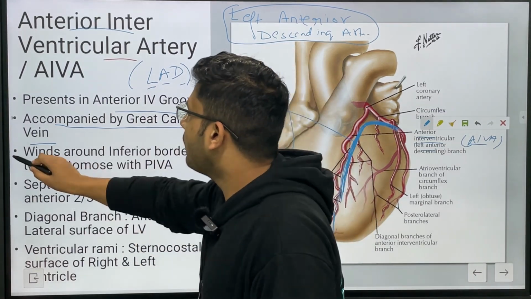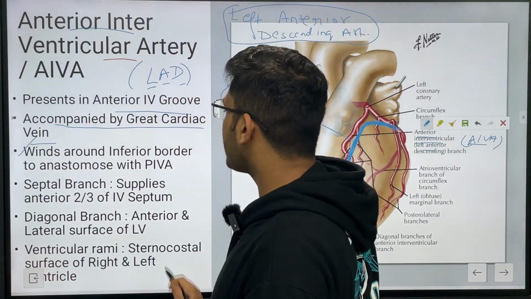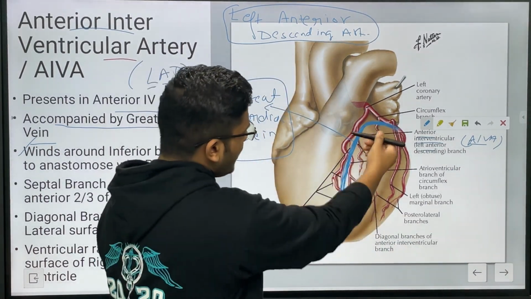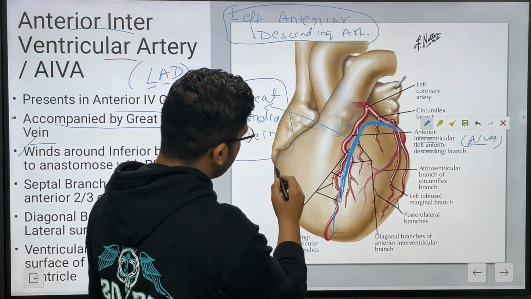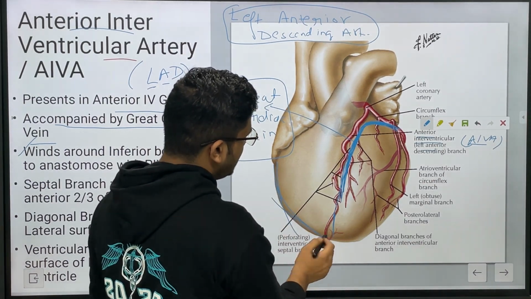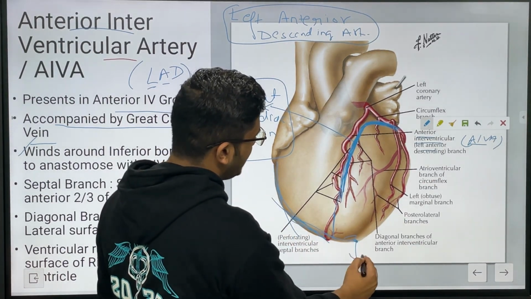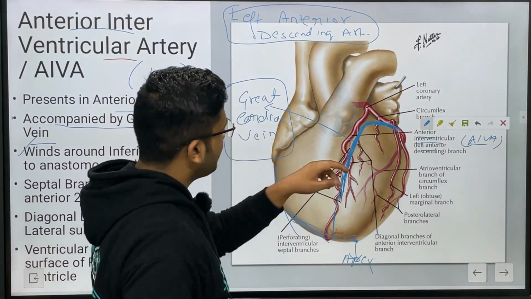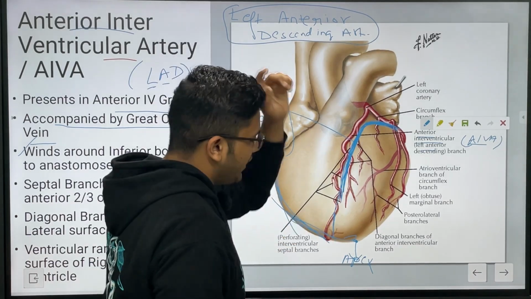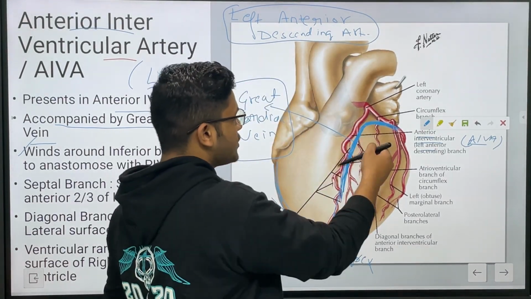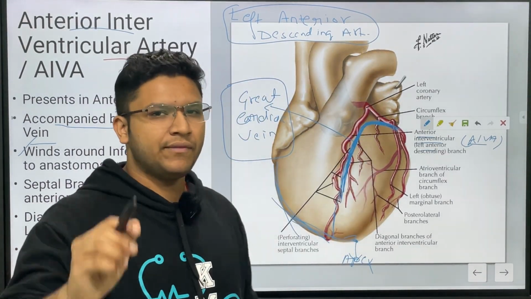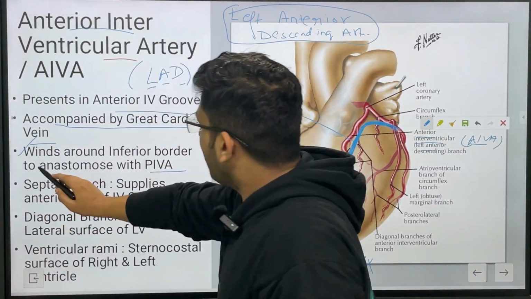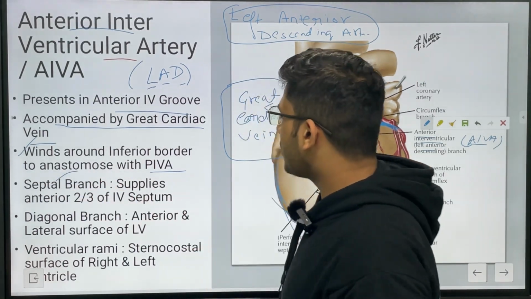Next, it winds around the inferior border to anastomose with the PIVA. Here you can see this is the inferior border. I already discussed the inferior border. It is running to the apex. So till here it is your apex and till here it's your inferior border. So the anterior interventricular artery is winding around your inferior border to anastomose with the posterior interventricular artery, which is the branch of the right coronary artery.